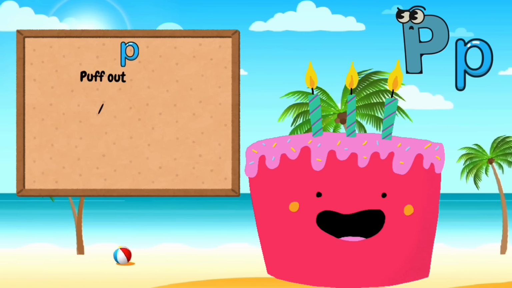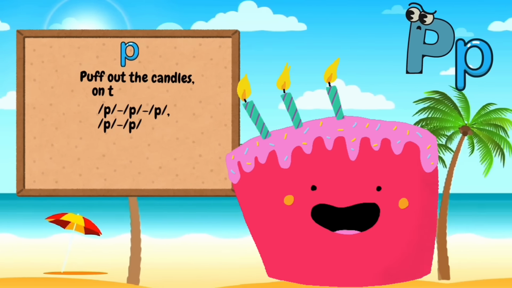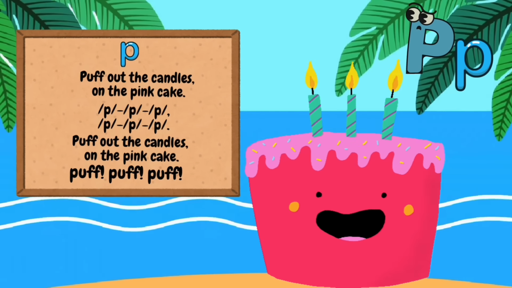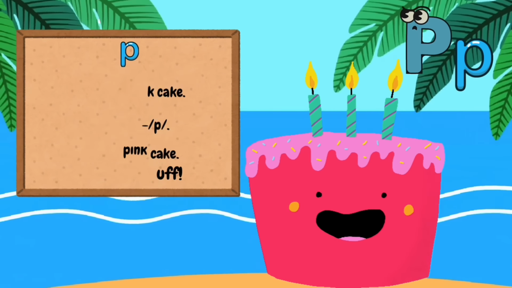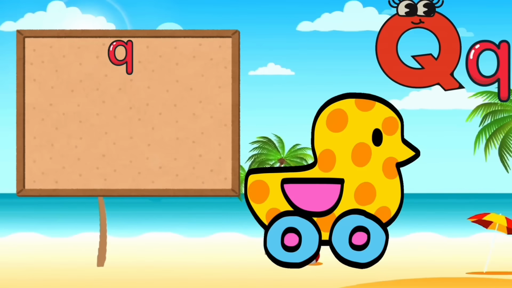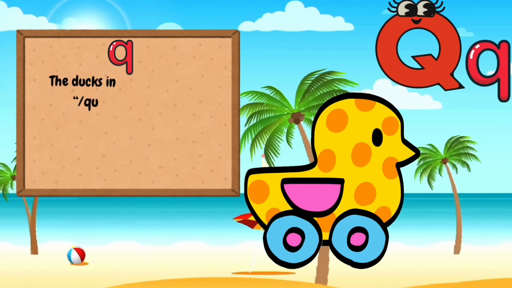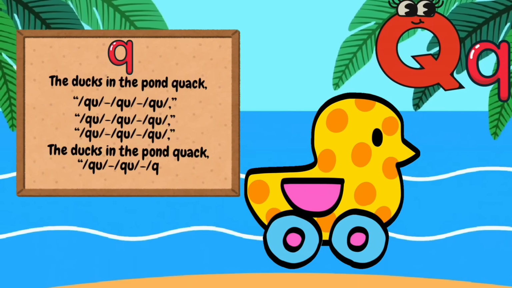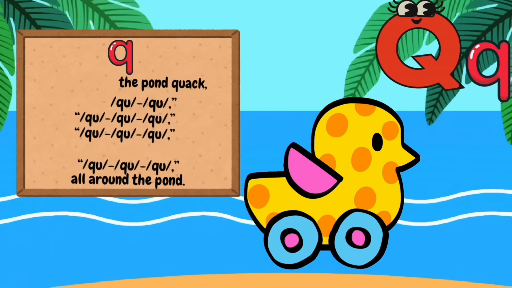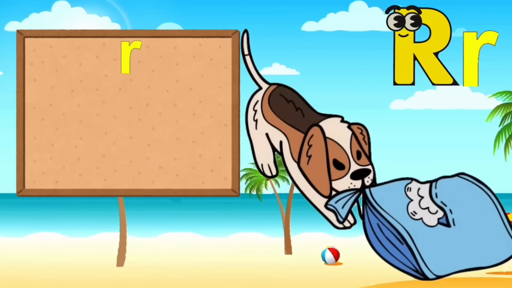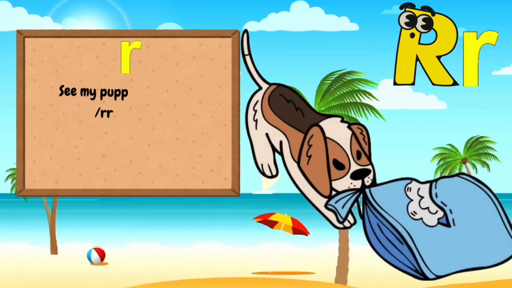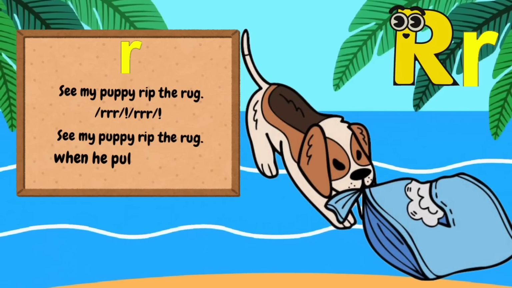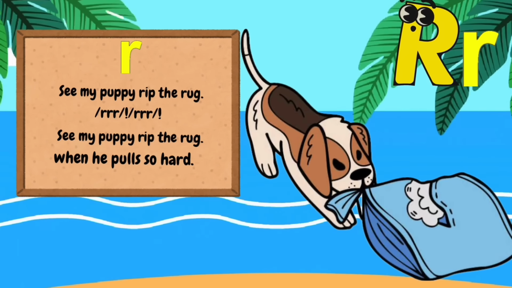Puff out the candles on the pink cake. Puh, puh, puh. Puff, puff, puff. Quack, quack. The ducks in the pond. Quack, quack, quack, quack. All around the pond. R, r. See my puppy rip the rug when he pulls so hard.